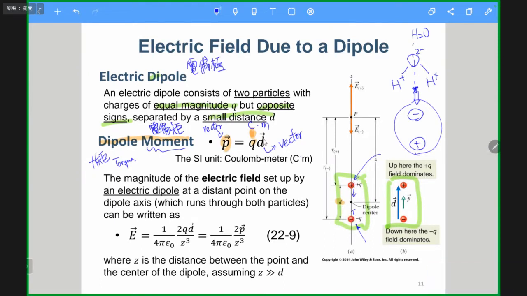And then if we multiply them together, it is the dipole moment. So the magnitude of the E field set up by an electric dipole at a point on the axis can be derived as this expression. Of course, you may ask, why don't you cancel this 2 with this 4 so that it looks like 1/2 pi epsilon naught times QD over Z cube? Usually, in mathematics class, you are required to do so.